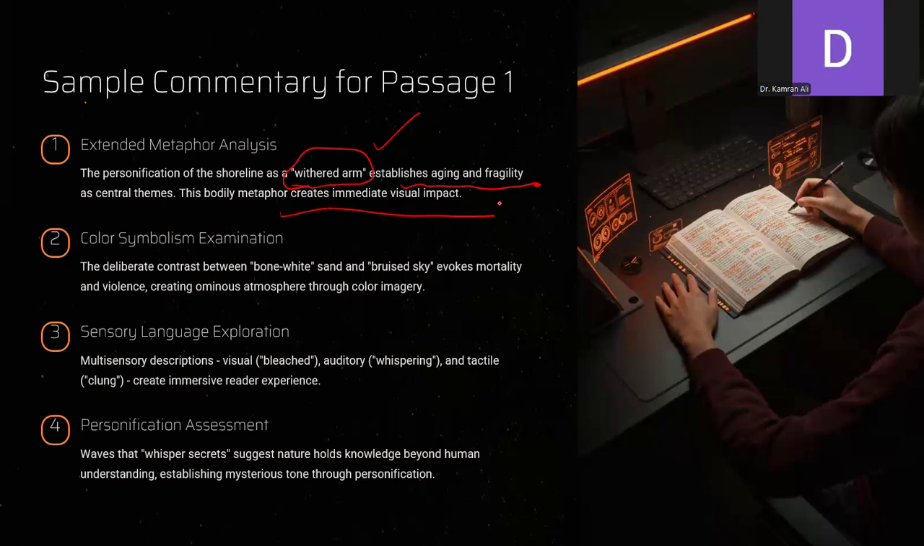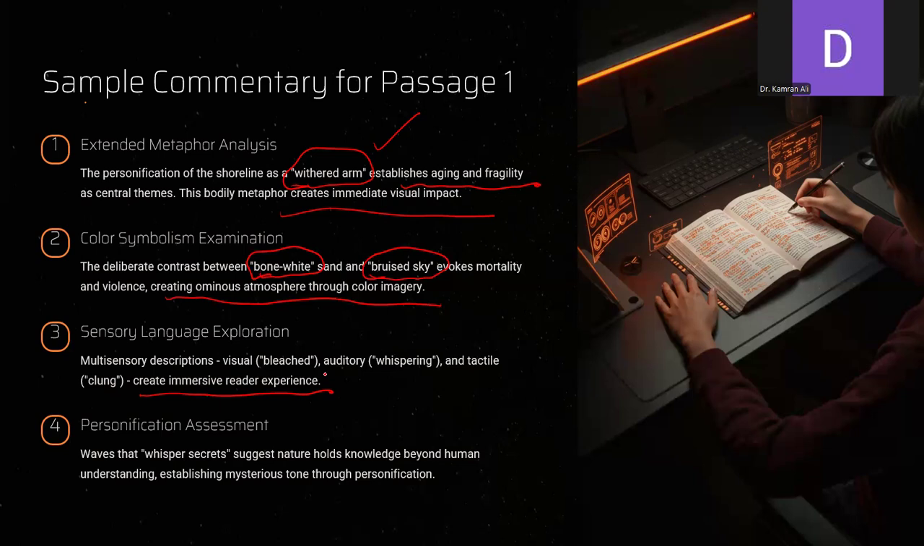Second one is color symbolism examination. The deliberate contrast between bone white, again identification of the device, bruised sky, again the identification of the device, evokes mortality and violence, creating ominous atmosphere through color imagery. Now, this is the effect over here. Sensory language exploration, multisensory descriptions, visual, bleached, auditory, whispering, and tactile, clung, create immersive reader experience, right? That means the reader is experiencing everything, right?